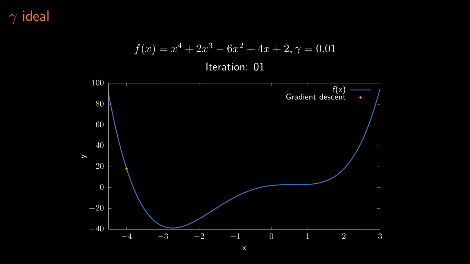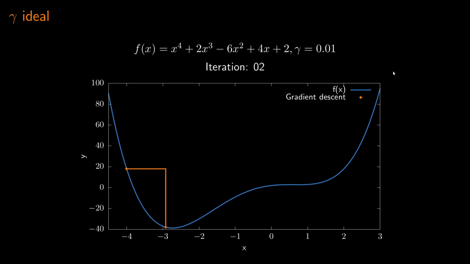And in this example, I've chosen a value of gamma equal to 0.01. And I picked a starting point here, x equals minus 4, which gives a value of y, as you can see here, close to about 20. And you can see the starting point marked on our plot here. So let's have a look what happens as we iterate through the process of gradient descent just as before.